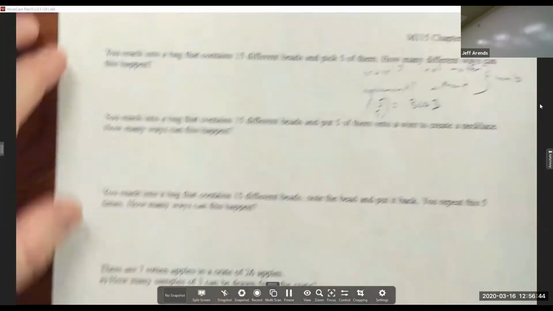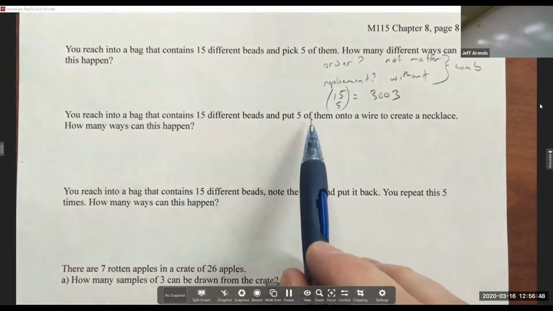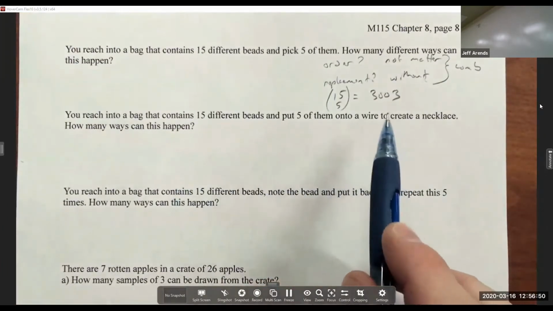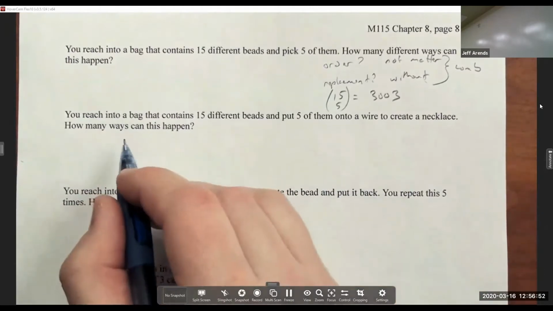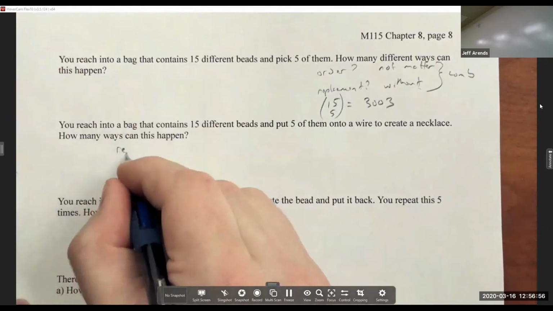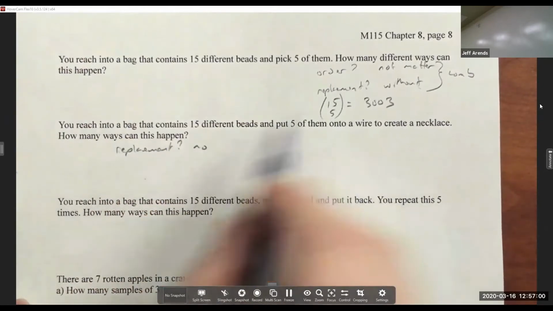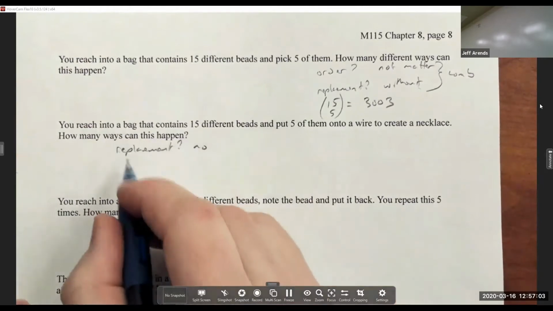All right, you reach into a bag that contains 15 different beads and put 5 of them onto a wire to create a necklace. How many ways can this happen? Well, in this case, let's start with replacement again. It's without replacement because we're not putting the beads back between choosing them. And now I'm asking, does order matter?